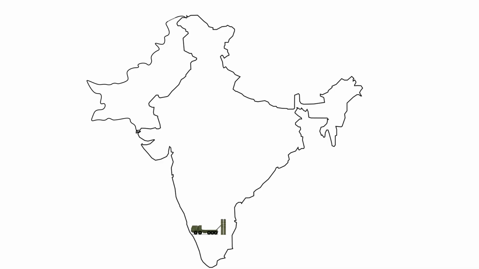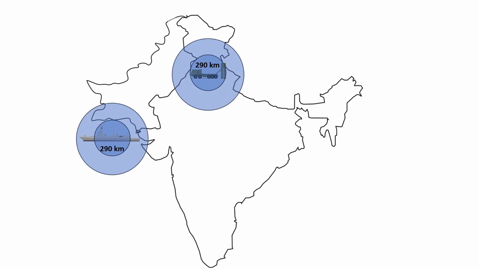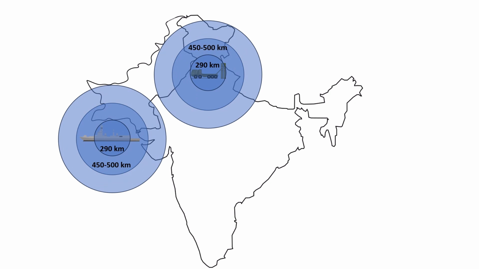The land and ship-based variants are said to have a range of 290 kilometers. But some of the newer versions can go as far as 450 to 500 kilometers, whereas some of the newest versions under development are said to go as far as 800 kilometers as well. The air-launched versions launched from the Sukhoi 30 have an operational range of 450 to 500 kilometers.